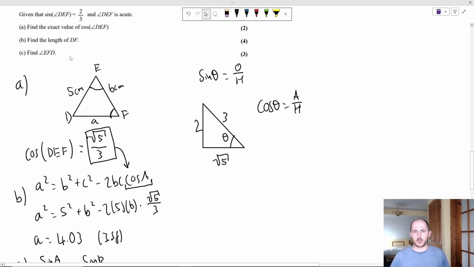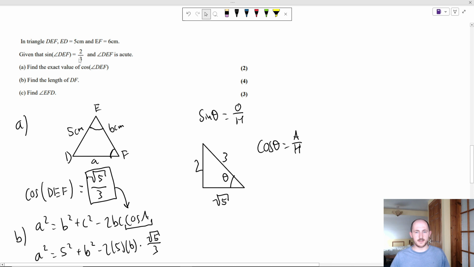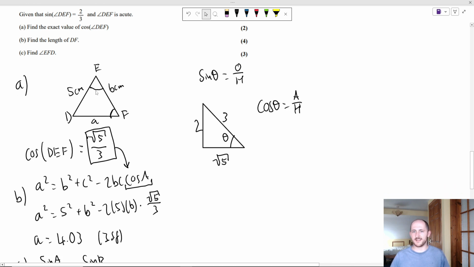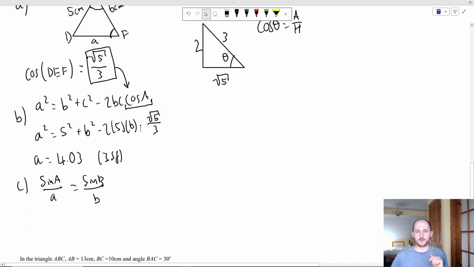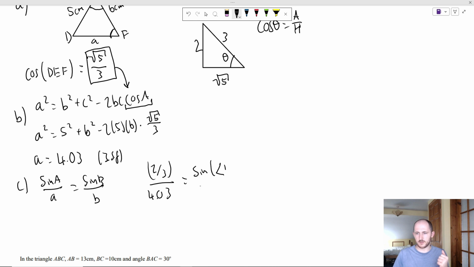Now, good thing we know what sine of this is. It's 2/3. See? There's always a reason. So 2/3 over A, which is 4.03. So I'm going to do 2/3 like this, leave it in a bracket, over 4.03 is equal to sine B, which we don't know. So we can call that sine, what do they call it? They call it EFD. And they use this little symbol to symbolize it's an angle. I've never been really good at drawing that though, that's why I don't do it.